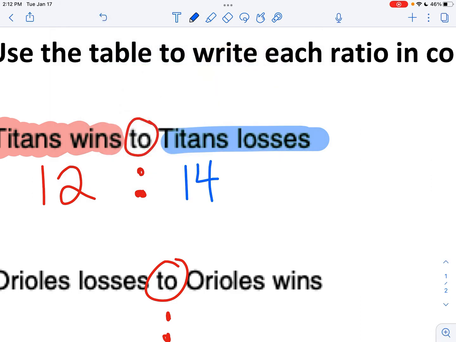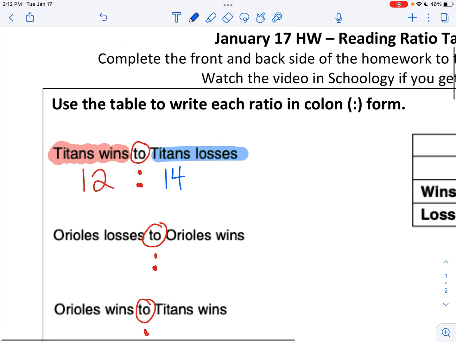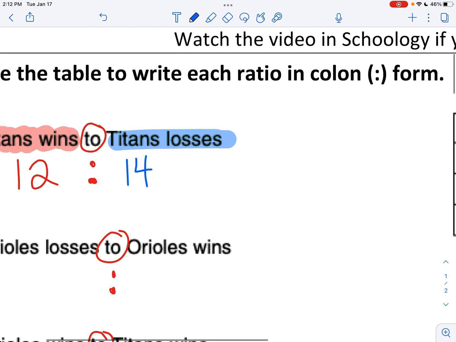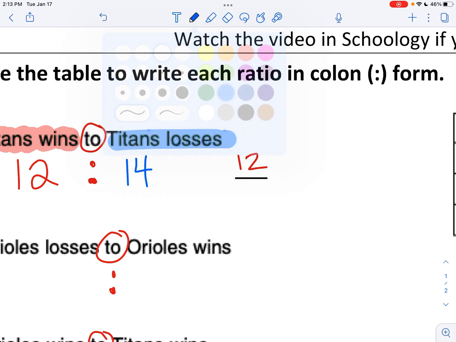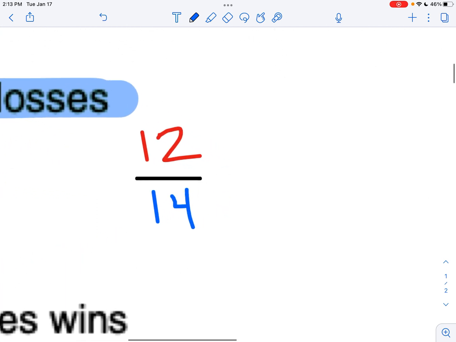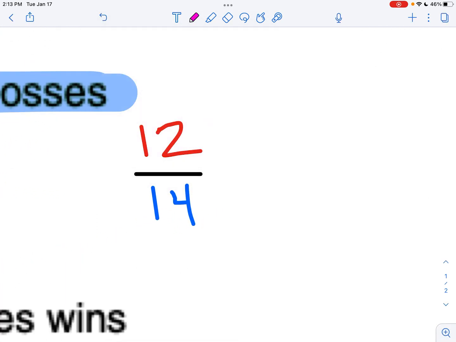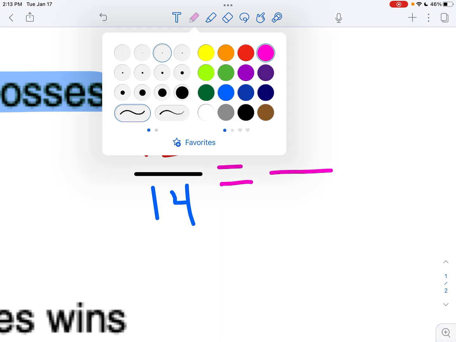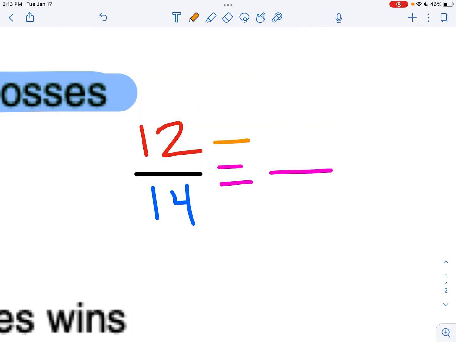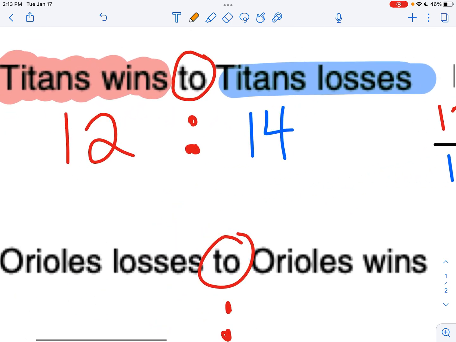Now, it does not say to write it in simplest form, right? But in class, we talked about writing it as a fraction, 12/14. And then those are both even numbers, so I can divide them both by 2. Divide by 2 is 6. Divide by 2 is 7. So that means I could write this as 6:7.